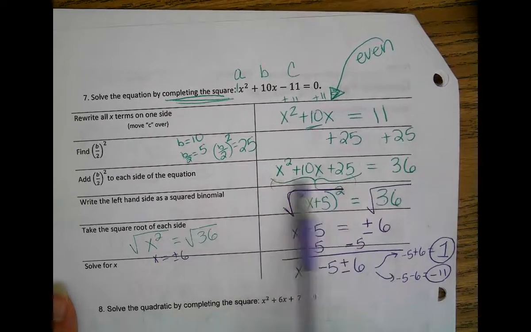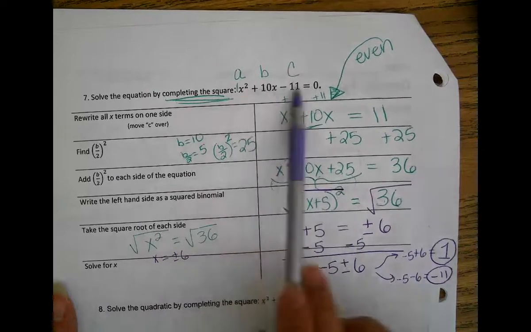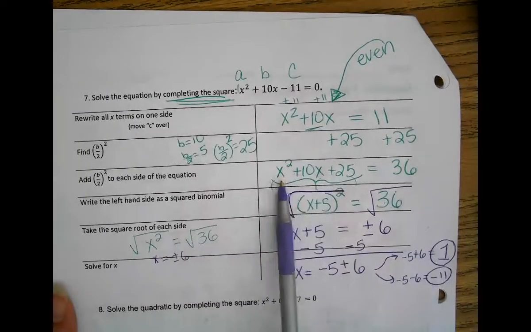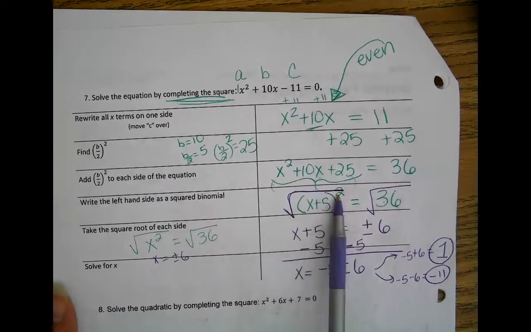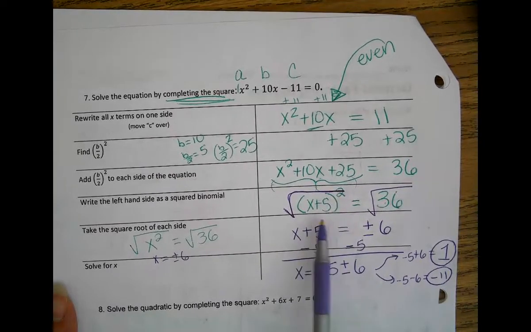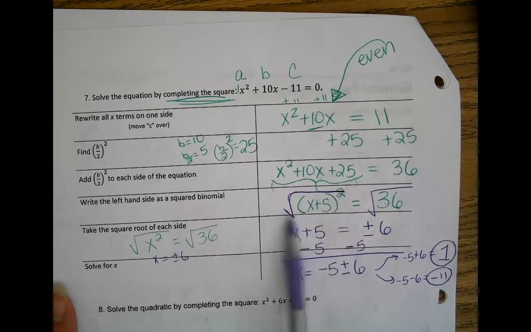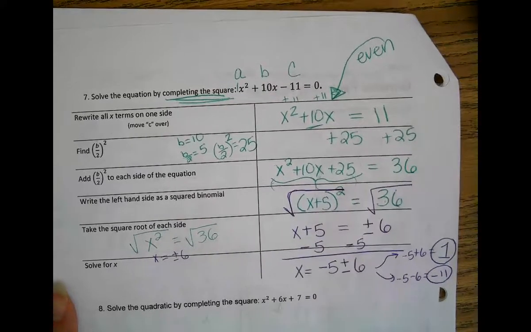When we add it here, we made a new trinomial. So we had this with the 11 in it, but now x squared plus 10x plus 25 nicely writes to x plus 5 squared. By writing it as something squared, we can solve by taking the square root of both sides.